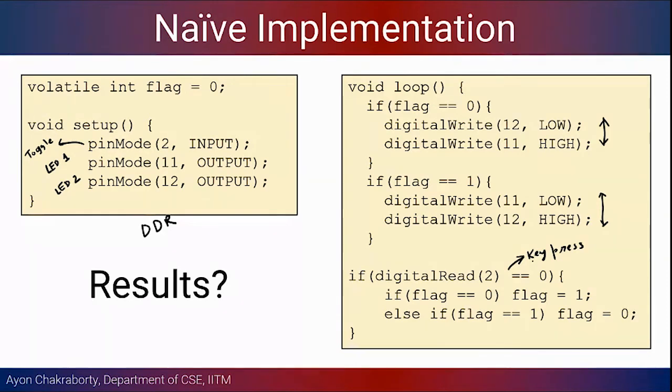And if there is a key press, we are basically flipping the flag. If it was 0, we are making it 1. If it was 1, we are making it 0, right? So as you see, we will try to show you how this particular piece of code performs, and I have taken a video for this.